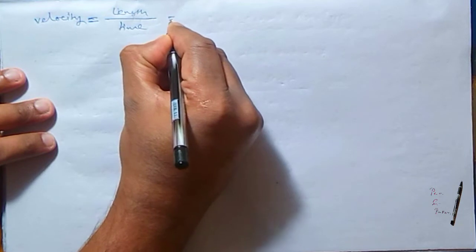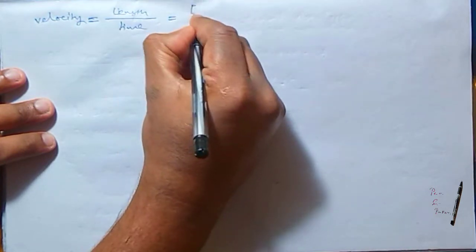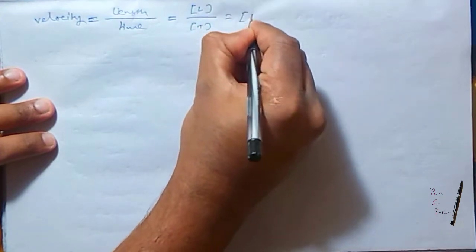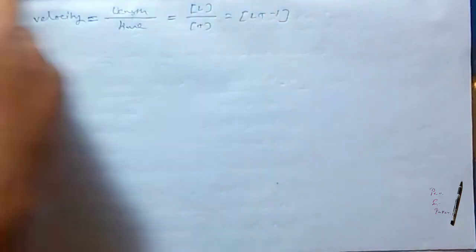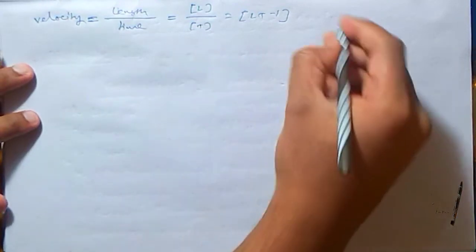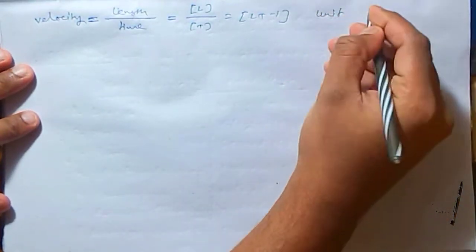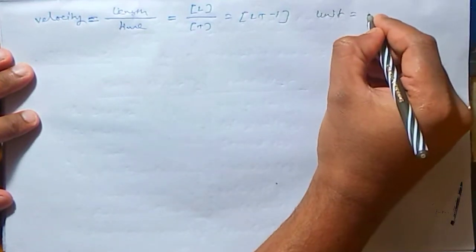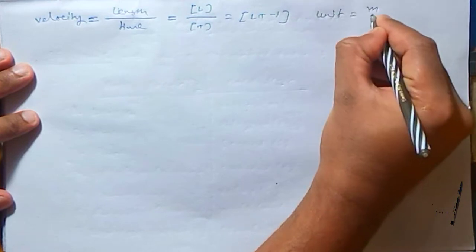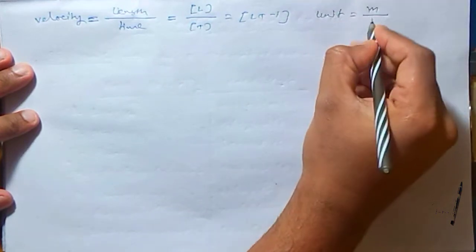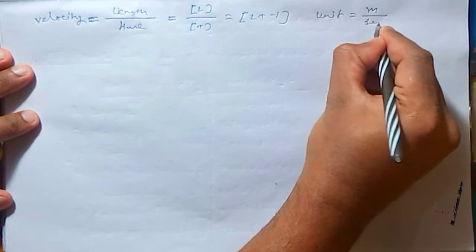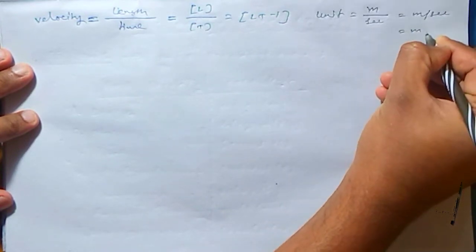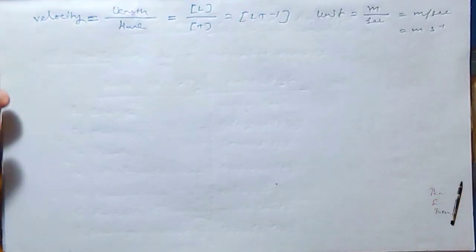So if we write the dimension, length dimension is L and time dimension is T, so the final dimension is LT inverse 1. If we look at the unit, length unit is meter in the SI system and time unit in the SI system is second, so the unit is meter per second, or meter second inverse 1.